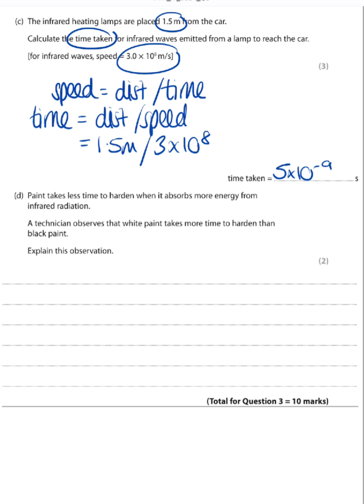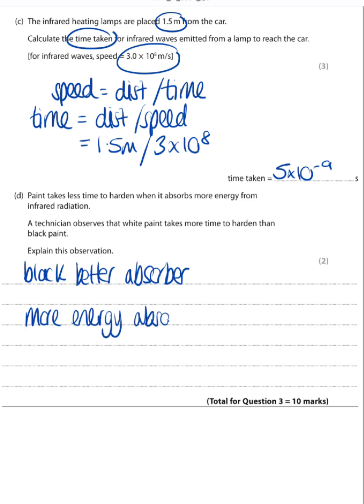And here we're asked to explain the observation that white paint is going to take more time to harden than black paint. So when we're thinking about colours, we're thinking about the ability of colours to emit and absorb radiation. So in this case, we're looking at the fact that black is a better absorber. And because it is a better absorber, that is going to mean that more energy is absorbed in a given time. So more energy is absorbed in the same amount of time.